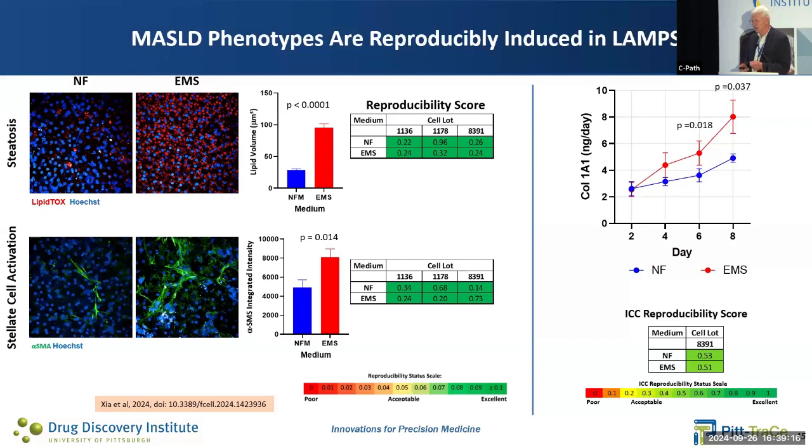What we do is change the medium content. We have what we call a normal fasting medium to induce a healthy liver, or we have an early metabolic syndrome, or EMS, medium, which induces a MASLD disease state. And you can see, looking at three different metrics or phenotypes for MASLD, we can see an increase in steatosis, stellate activation, or in prefibrosis with collagen 1A1 when we go from a normal to a diseased medium. And we've demonstrated the reproducibility across multiple studies here, as well as across multiple patient cell lots of cells.